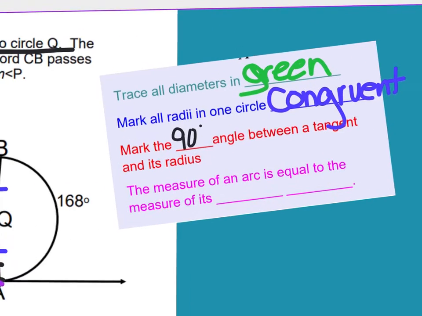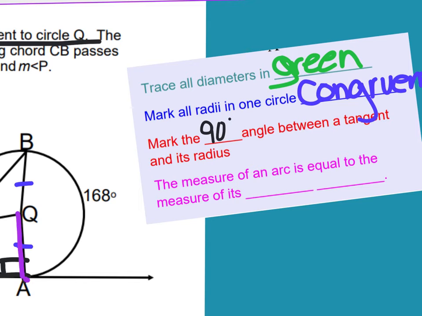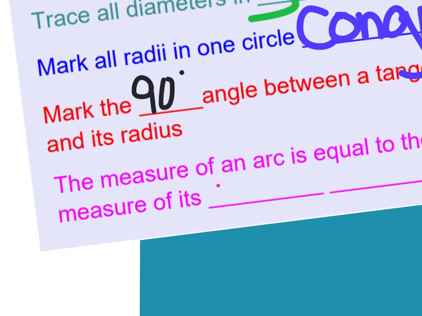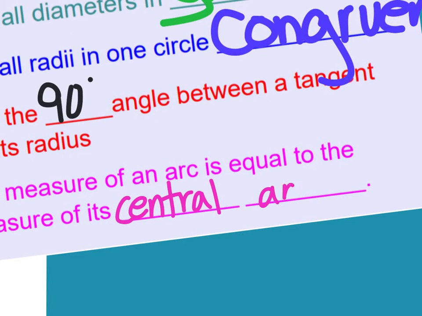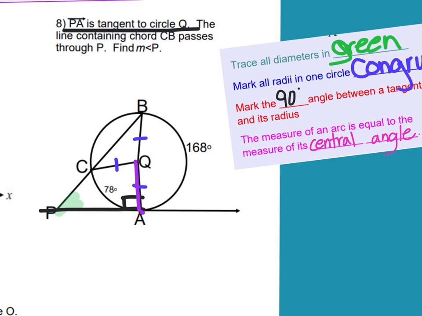The last suggestion is to use the measure of an arc, because the measure of an arc is equal to the measure of its central angle, to find some missing values. So I have a 78-degree arc here. If I mark the endpoints of that arc, it's C and it's A. And then I connect the endpoints to the center of the circle, so C to Q, A to Q. This central angle must be 78 degrees. It's the same as the arc that has those endpoints.